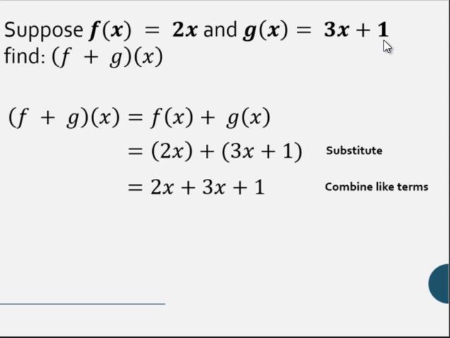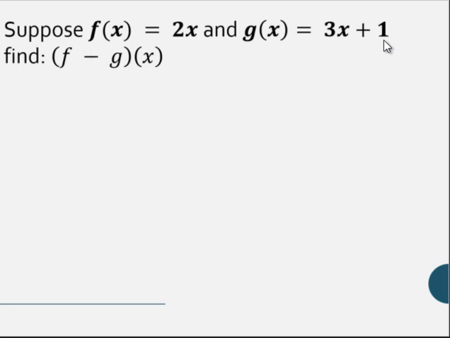So the like terms here will be 2x and 3x. So 2x plus 3x equals 5x, because 2 plus 3 equals 5, and then copy the variable. So f plus g of x is equal to 5x plus 1. Next, for the subtraction. So same given, f of x equals 2x and g of x equals 3x plus 1.